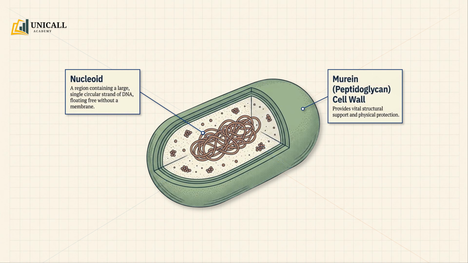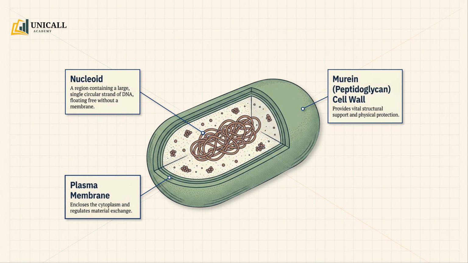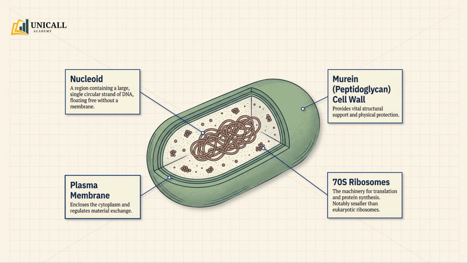2. Murein cell wall, made of peptidoglycan. This provides essential structural support and physical protection. 3. Plasma membrane, encloses the cytoplasm and regulates the movement of materials in and out of the cell. 4. 70S ribosomes. These are the protein synthesis machinery, which are smaller than those found in eukaryotes.